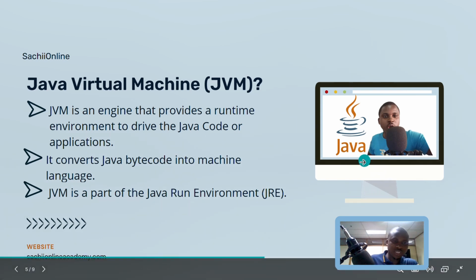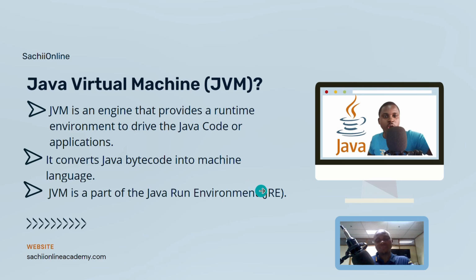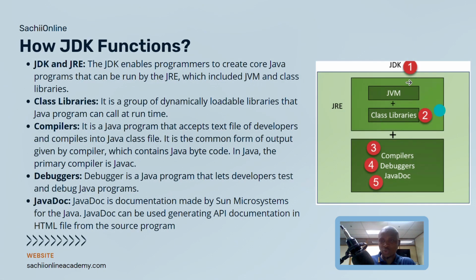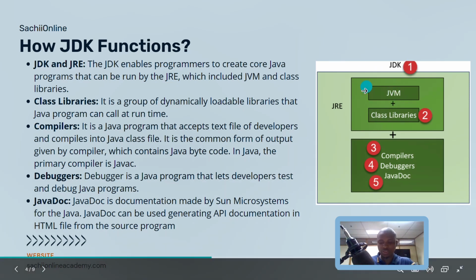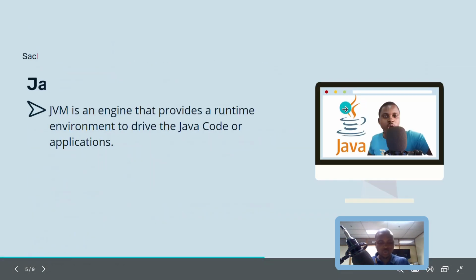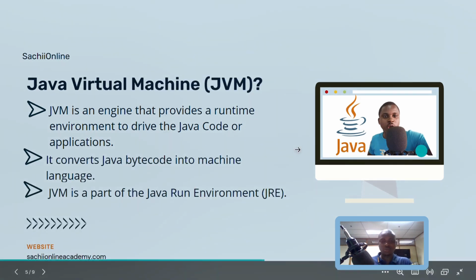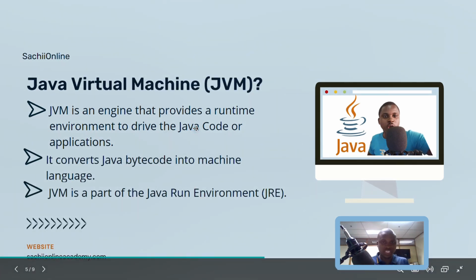If it is on the JDK side, it will actually come with the JRE, like what we are talking about here. If you look at this, we have got this JRE, and the Java virtual machine will be inside. So this whole thing will be the JDK. I think that's all about the Java virtual machine.